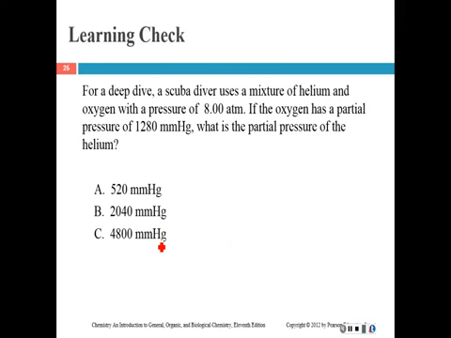All right, so here's one for you to try. For a deep dive, a scuba diver uses a mixture of helium and oxygen with a pressure of 8.00 atmospheres. So that's the pressure of the mixture. If the oxygen has a partial pressure of 1280 millimeters of mercury, what's the partial pressure of the helium? The answers are all in millimeters, so they want you to get the answer in millimeters. So what are we going to have to do? Why don't you take a shot at it, pause the video, and come back to see the solution.